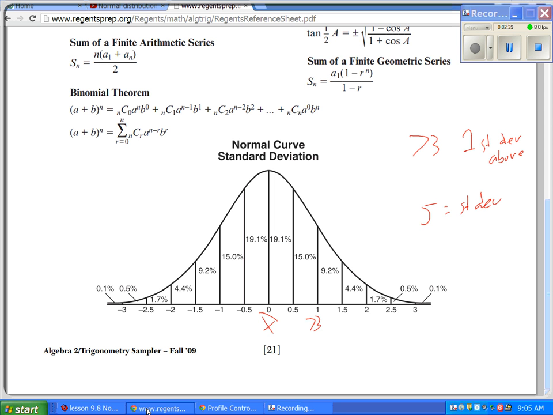Minus 2.5. Why minus 2.5? Yeah, this is half a standard deviation, so we're going down by half. So 73 minus 2.5, and we get 71.5? 70.5. Minus 2.5. Yeah, 70.5.